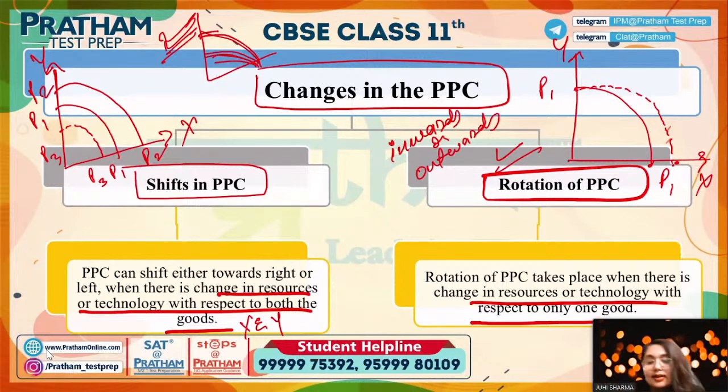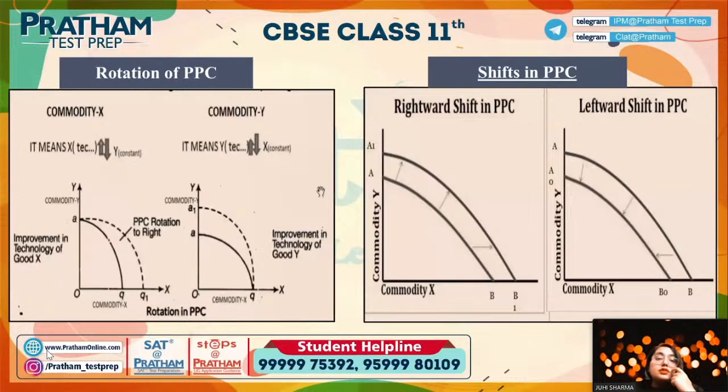Likewise, the shift आपका जैसे left और right में होता है. Right, shift आपका जैसे left और right में होगा depending upon the situation, depending upon the technology and everything, resources. उसी तरीके से आपका जो rotation होगा inwards outwards both हो सकता है. As in ये अभी बाहर की तरफ rotate हुआ है, लेकिन अगर X के लिए resources या technology कम हो जाती है, तो ये आपका अंदर की तरफ भी rotate कर सकता है. Right? Now the next slide will show you the difference between the rotation and the shifts of PPC quite clearly.